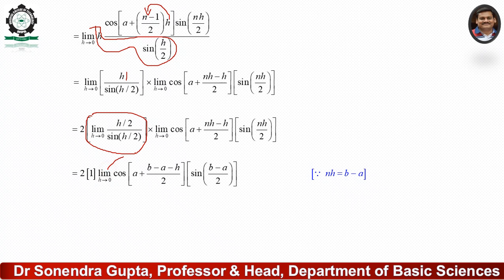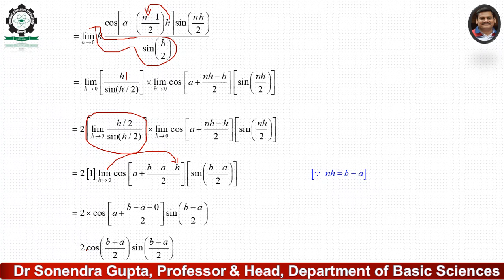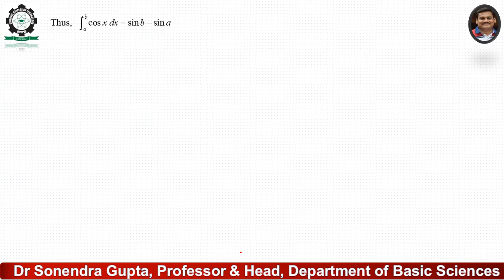Now putting the value of nh equal to b minus a, we get this much. Now again we apply the limit h tends to 0 here, so we get 2 cos a plus b minus a sin b minus a. Now we simplify this term to 2 cos b plus a upon 2 sin b minus a over 2, and we know the formula: 2 cos c plus d by 2 sin c minus d by 2 equals sin c minus sin d. So we get sin b minus sin a. This is your required result.